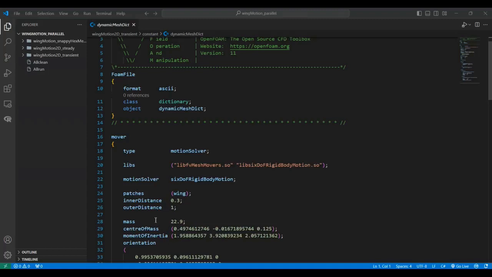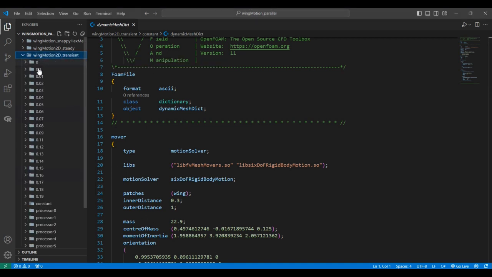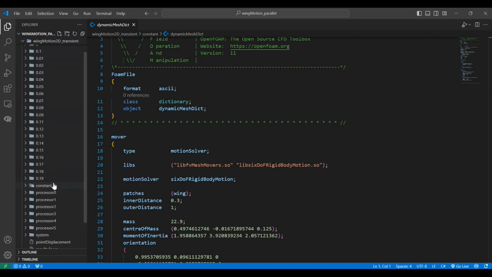This is Prakash Kumar, and in this video I am going to cover the basics of the dynamic mesh dictionary used for producing the dynamic mesh in OpenFOAM. This dictionary is available in the wing motion tutorial under the transient case in the constraint folder.